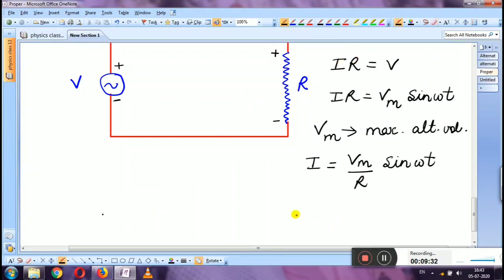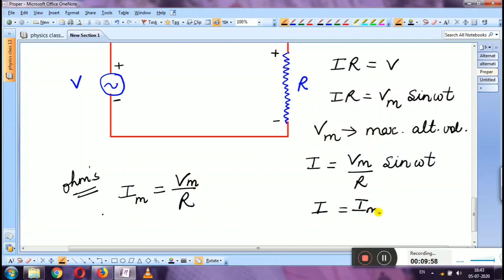Now what can we write? We can write I is equal to V upon R, using Ohm's law. If we write with the help of Ohm's law I is equal to V upon R, then we can also write Vm upon R is equal to Im. That means Im here will represent maximum current. If voltage is maximum, then current will also be maximum. So I is equal to Im sin omega t. This is our equation for alternating current.